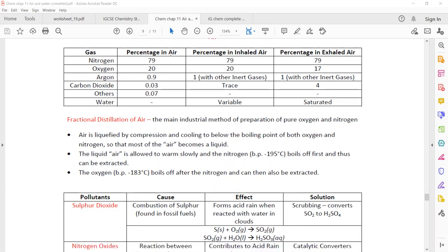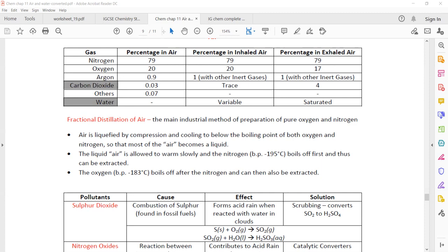How can we separate these gases from each other? If we want to separate nitrogen, oxygen and argon, which technique is used? We use fractional distillation to separate these gases from each other. But before carrying out fractional distillation, we remove two things from this sample of air. Number one is the water, and number two is carbon dioxide.